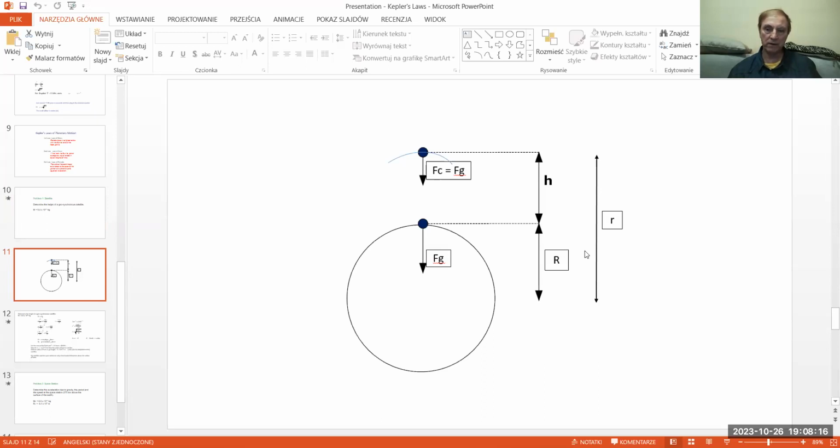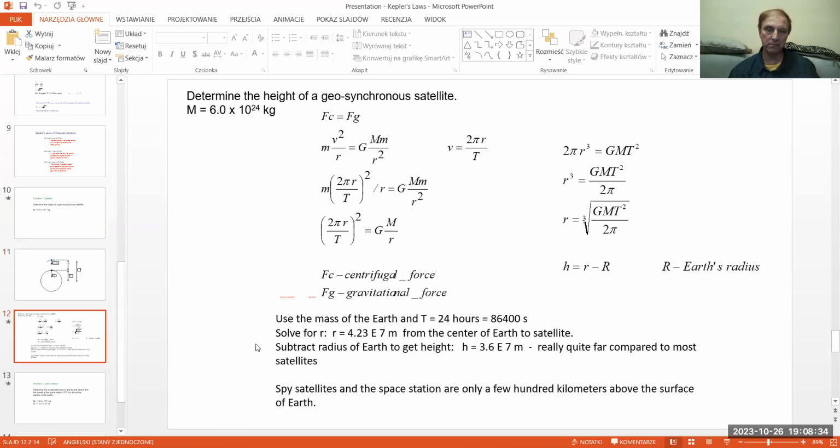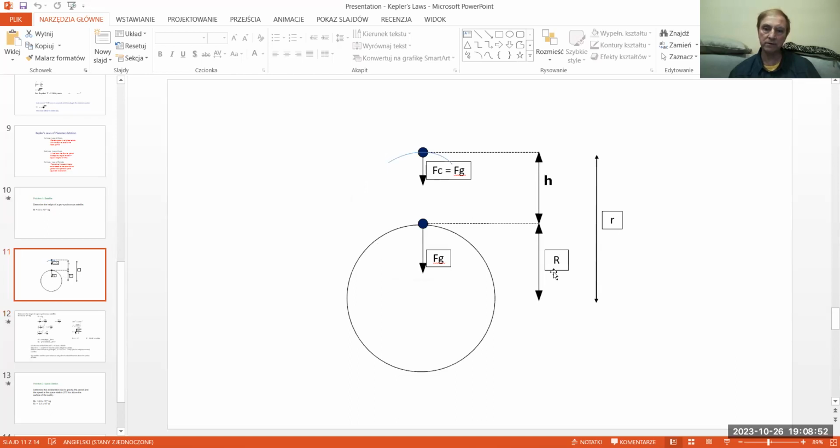Simultaneously, keeping in mind that the h can be found as the lowercase letter r minus the uppercase letter R. We are going to use it at the end, but let's start from finding the radius, the lowercase letter r, which is, in this picture, the sum of the uppercase letter R and the height of the satellite h.